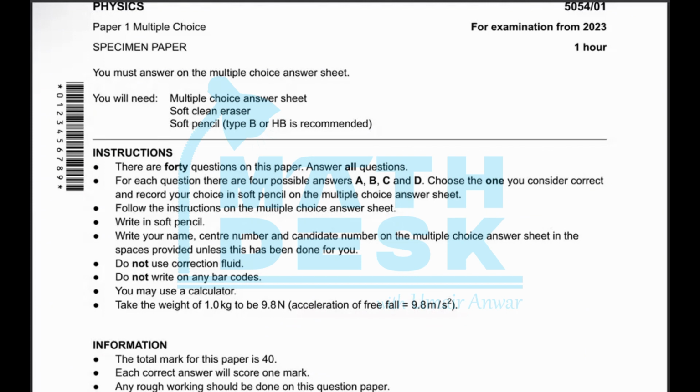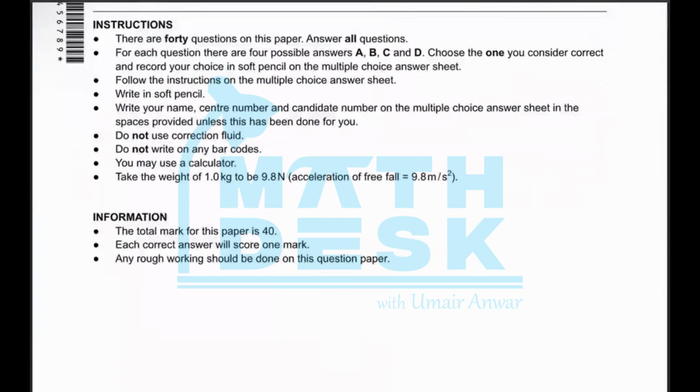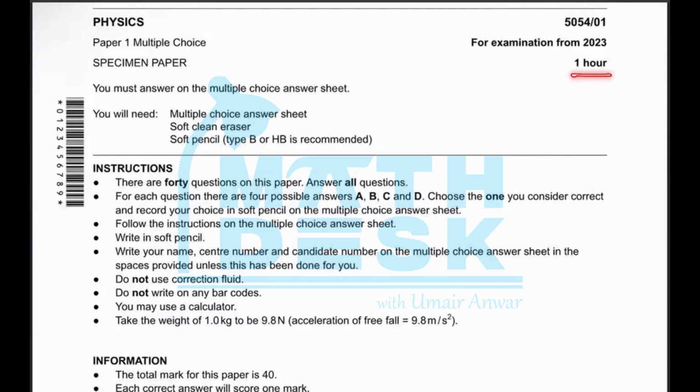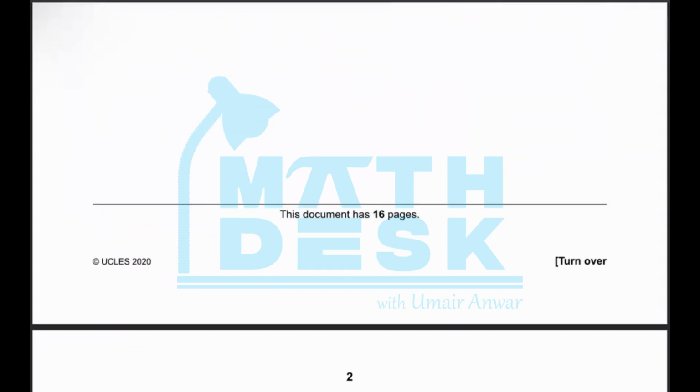Otherwise, there are 40 questions in the paper. All the questions are to be attempted. There would be 4 possible answers in each question, and now we need to choose the one which we consider the correct. And there is a separate answer sheet in which it is to be recorded as the answer. Calculators are allowed. We can use the calculators, and the total marks of the paper are 40, and the paper has the time of 1 hour in which it is to be completed.